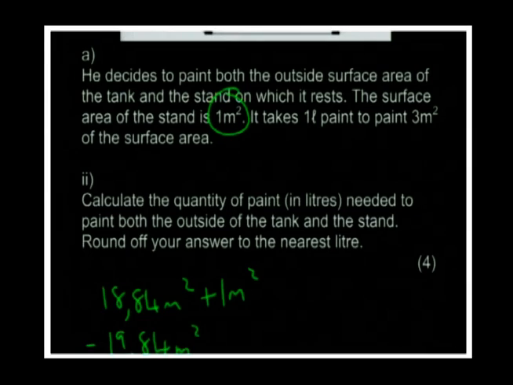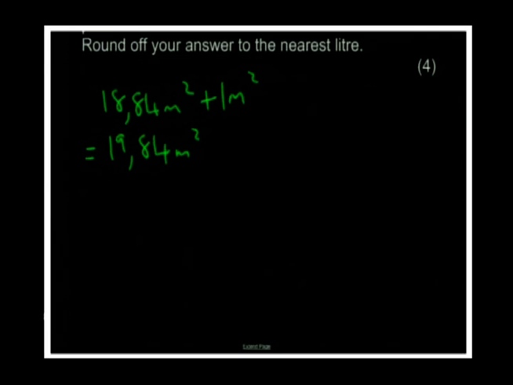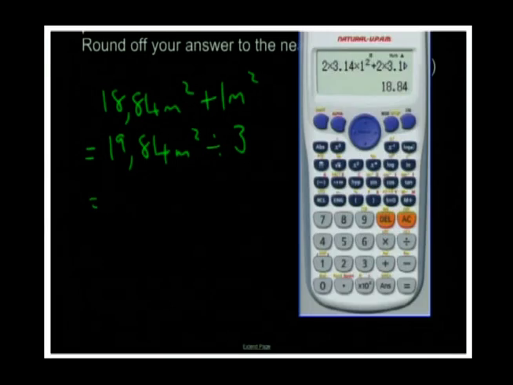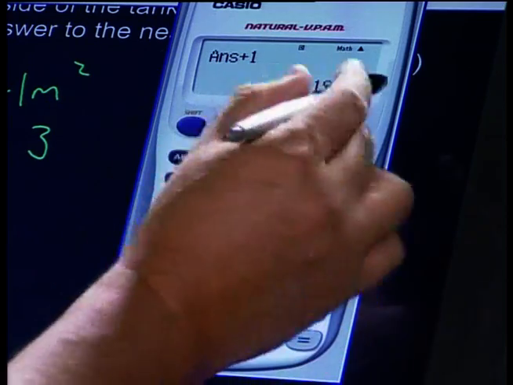Now let's read this question. It says here, it takes 1 liter of paint to paint 3 meters squared. So we've got 19,84 meters squared. We know that for every 3 meters squared I have, I need a liter. In other words, I'm going to take this 19,84 and divide it by 3 to tell me how many liters I actually need. So let's go here quickly. We've got the 19,84.